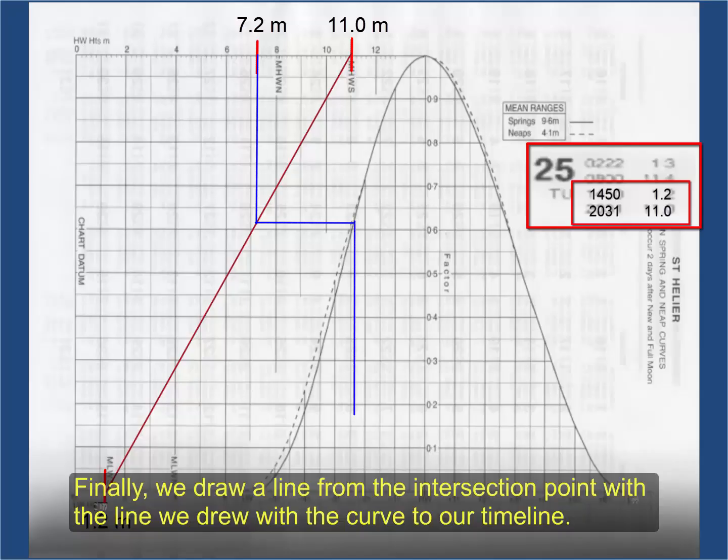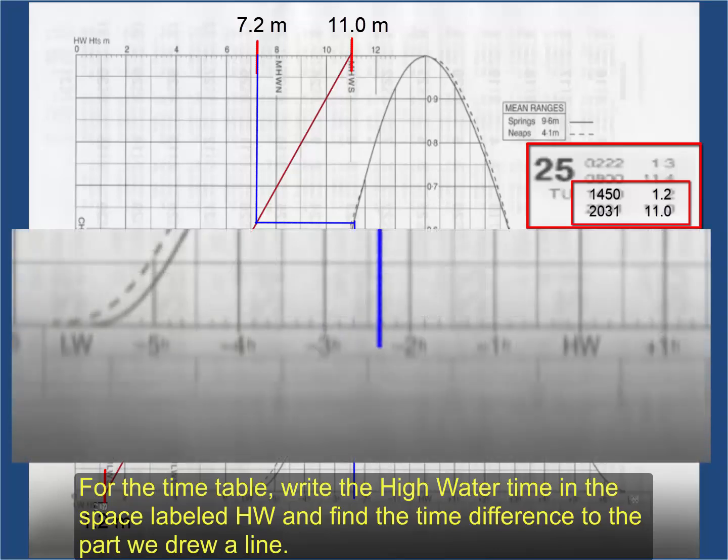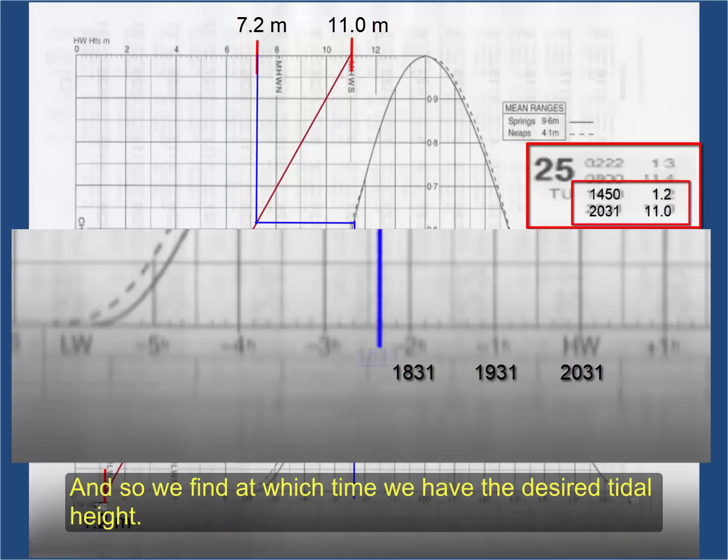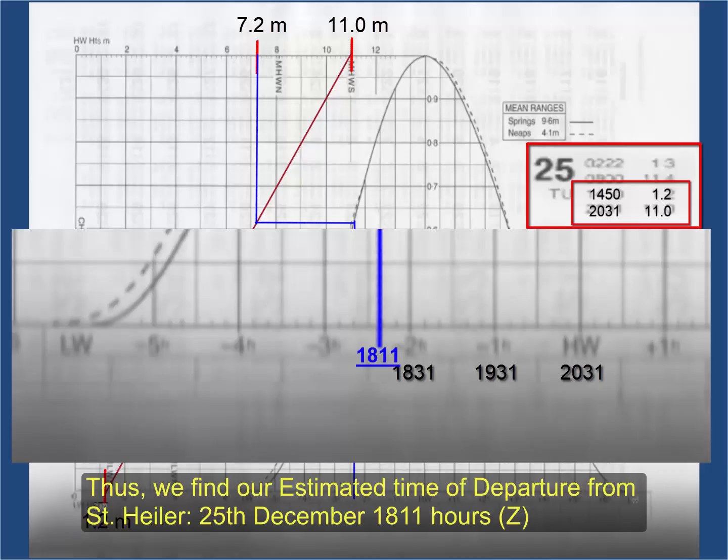Finally, we draw a line from the intersection point with the line we drew with the curve to our timeline. For the timetable, write the high water time in the space labeled HW and find the time difference to the part we drew a line. And so we find at which time we have the desired tidal height. Thus, we find our estimated time of departure from St. Helier, 25th December, 1811 hours, Zulu time zone.